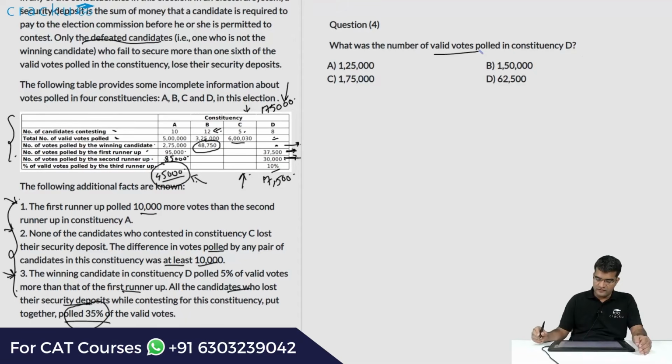What is the valid number of votes in constituency D? As we have calculated earlier, the number of valid votes in constituency D is 1.75 lakhs. This is option C.